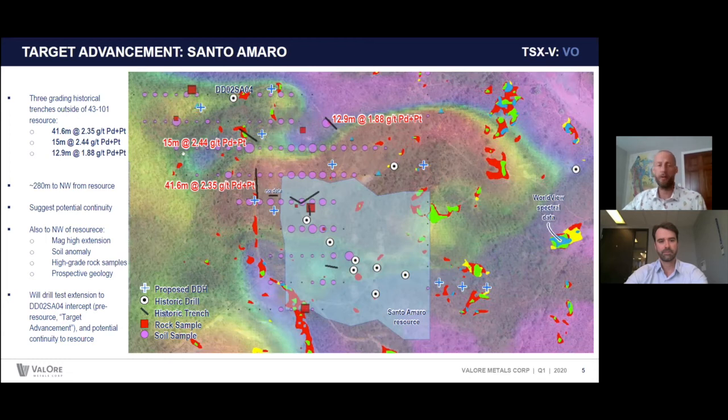So, you know, these are pretty good numbers of decent grade, well above resource grade: 15 meters at 2.44, 41 meters at 2.35, almost 13 meters of 1.9. Those are great numbers, and we're excited to further test those. Ultimately, some of these drill holes located to the north of the resource will be testing some of these further afield trenches. It's exactly what you want to see, and it's something we actually see at TRAPIA 2 as well, which is a resource expansion style target, which I'll get into now.